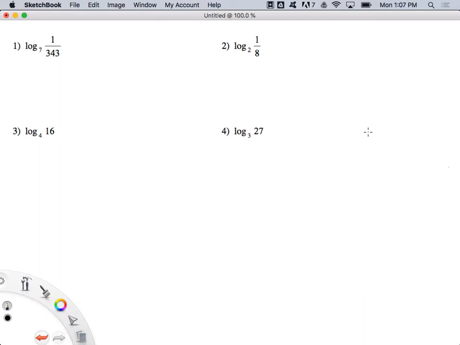Okay, so log base 4 of 16, what is that? It's 2. Why is it 2? 4 squared is 16. What about log base 3 of 27? That's 3. 3, good. Why? Because 3 to the third is 27.